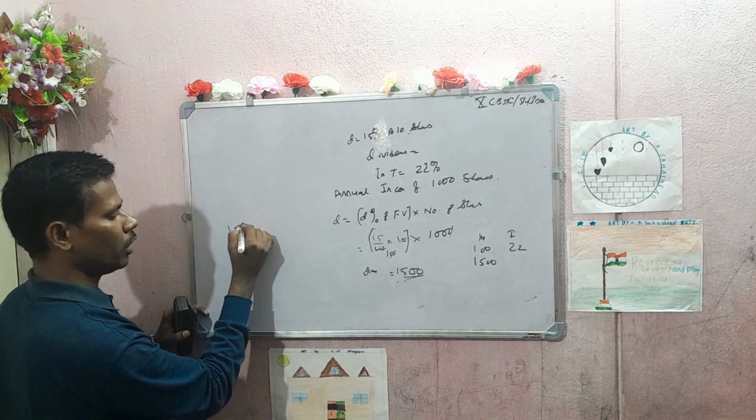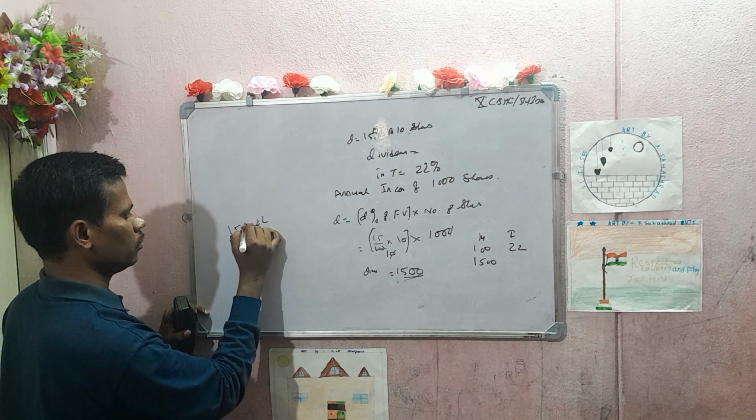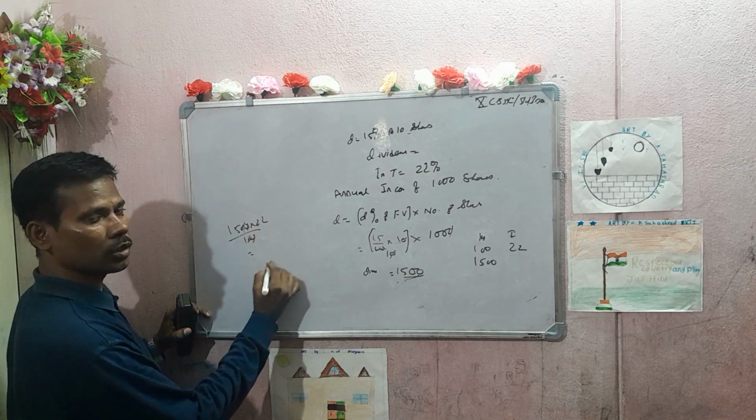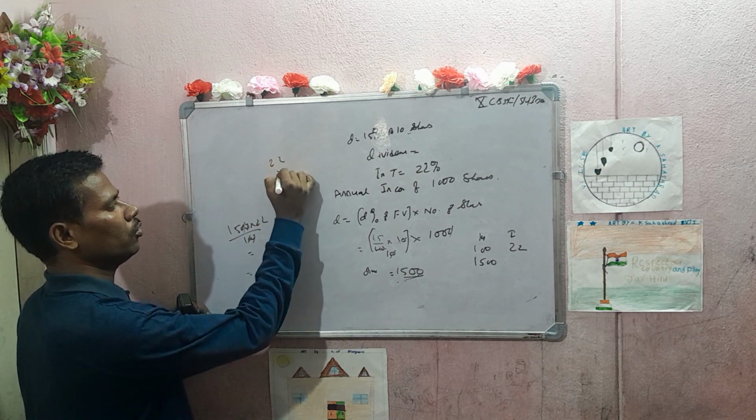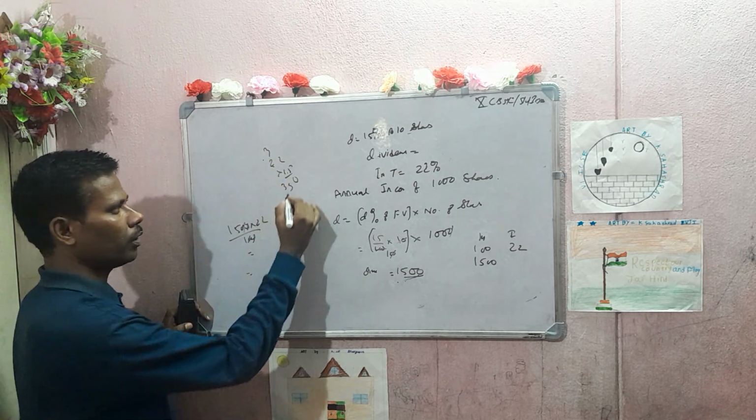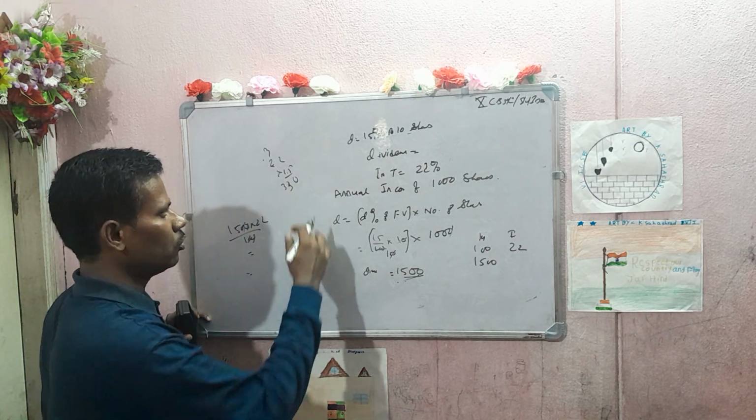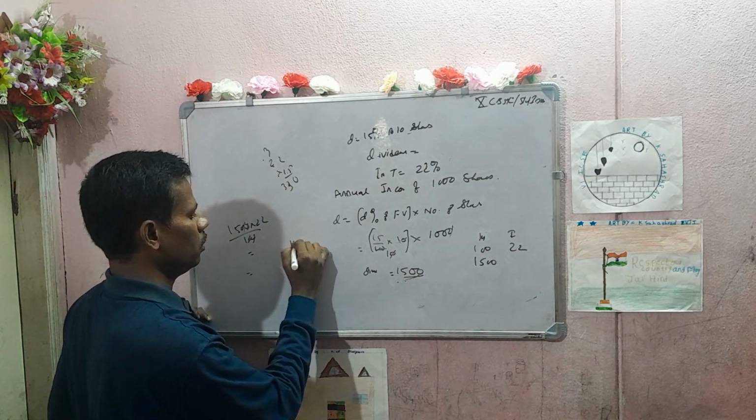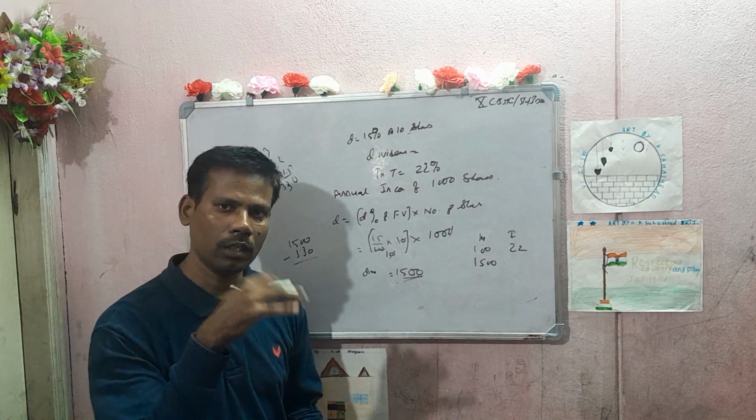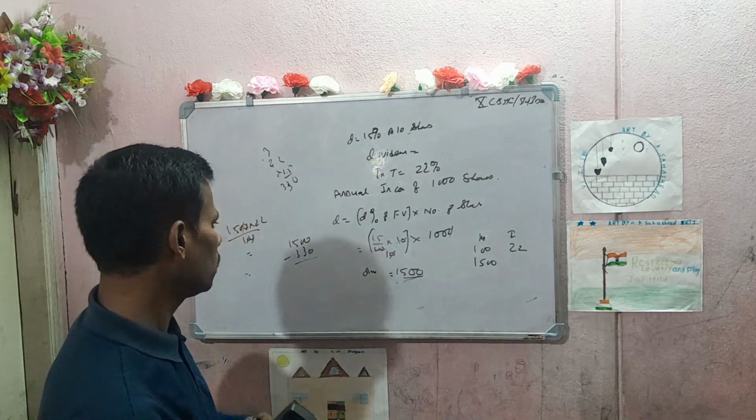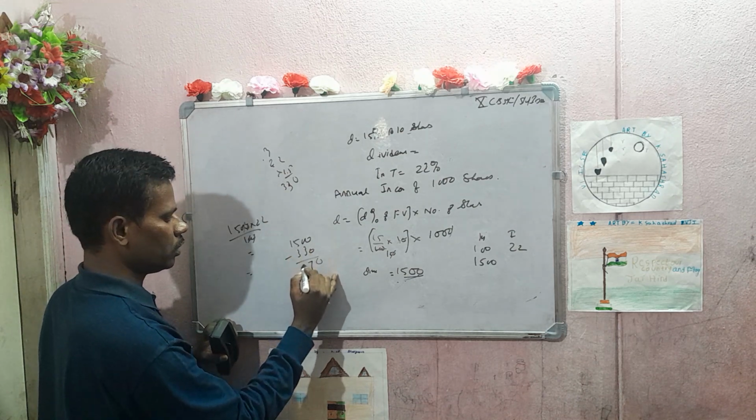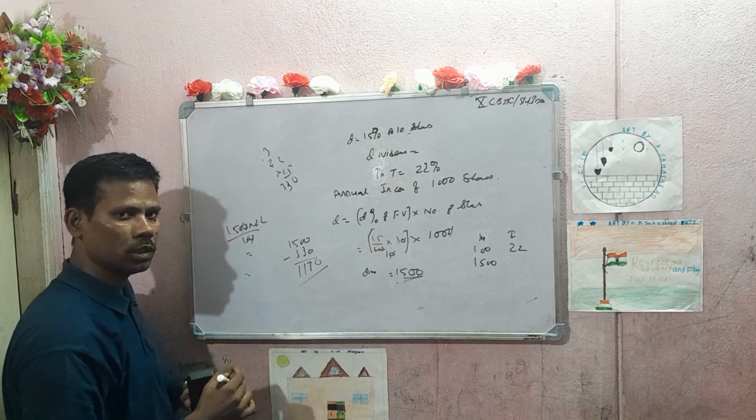Next, 1500 into 22 by 100. So here calculation, 15 into 22, multiply 22 into 15, 330. 330 rupees he will pay for income tax. So out of 1500, he will pay 330 rupees as income tax. Then the remaining will be his annual income. So 0, 10 minus 3 is 7, 4 minus 3 is 1, 1170.